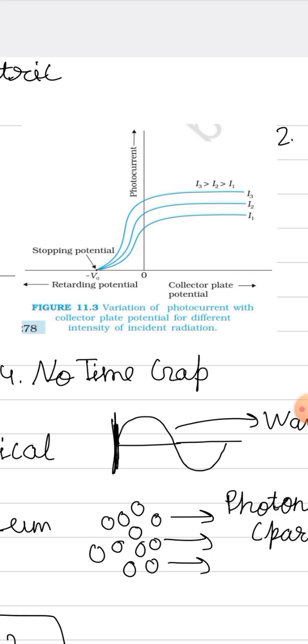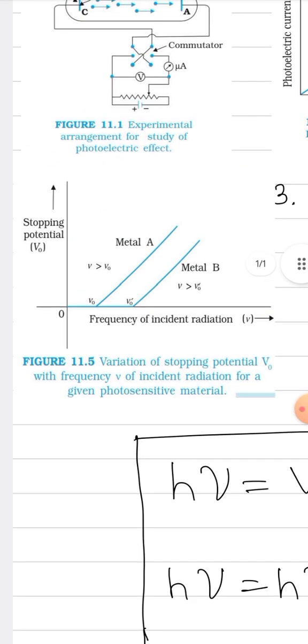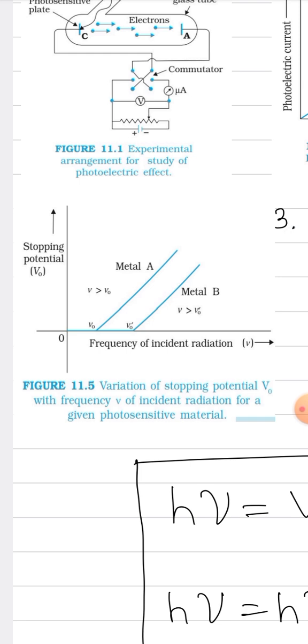Intensity is only telling the number of photons. So stopping potential should not be a function of intensity. And in the third curve, it is directly visible that the stopping potential, or kinetic energy, is a direct function of incident radiation frequency. If we increase the frequency of a photon, then its energy is higher, so electrons get more kinetic energy, and more stopping potential is required to stop them.